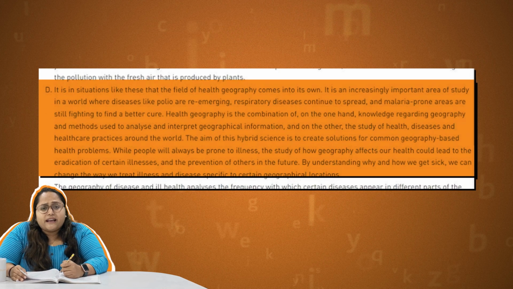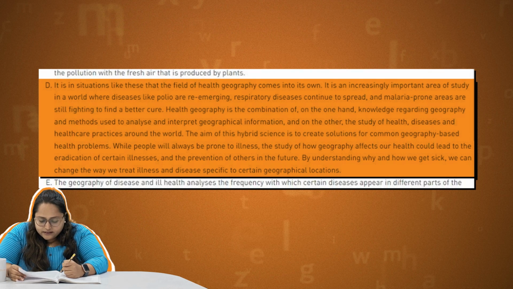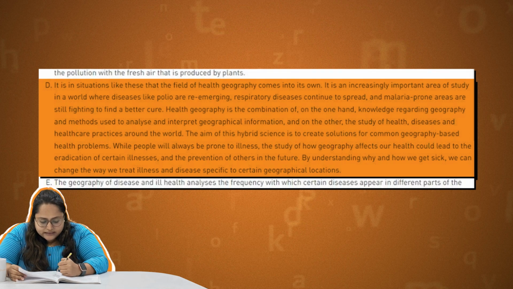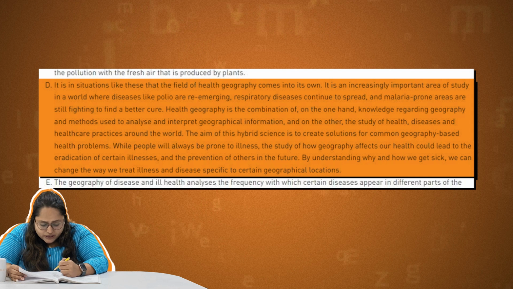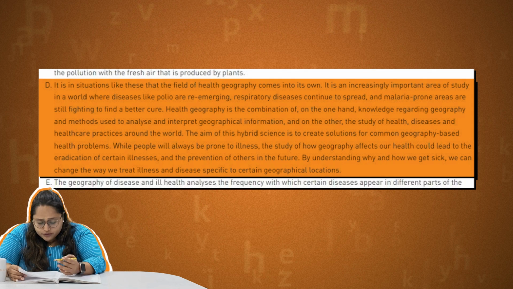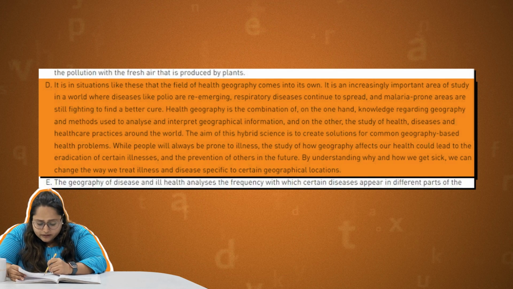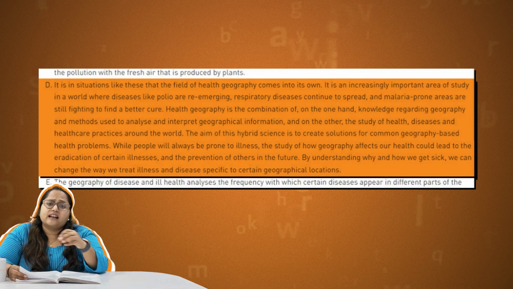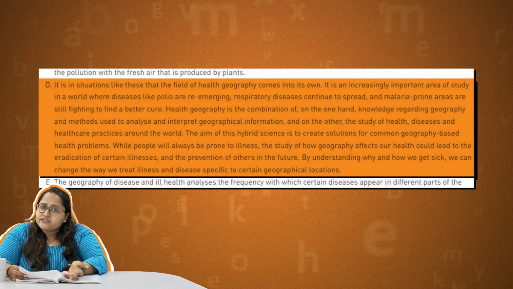If you go to paragraph D, which says, it is in situations like this that the field of health geography comes into its own. It is an increasingly important area of study in the world where diseases like polio are re-emerging, respiratory diseases continue to spread and malaria-prone areas are still fighting to find a better cure. Means the places where such kinds of diseases are there are still trying to get the solution that they have still not got.